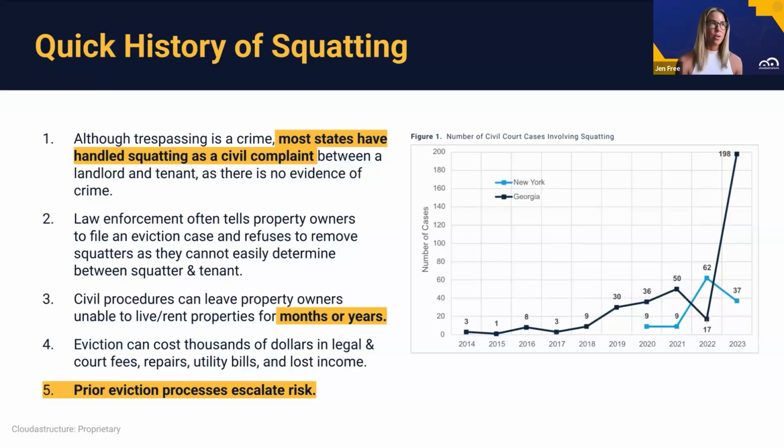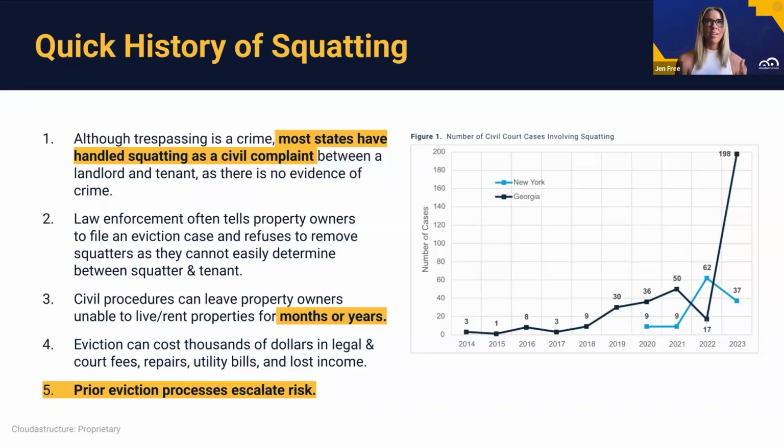So in the past, although trespassing is a crime, a lot of states have been handling squatting as just a civil complaint between a landlord and a tenant because there's no evidence of a crime. So more often than not, law enforcement errs on the side of telling property owners that they have to go through the eviction process, which is a long process. It's very costly. It can lead to a lot of cost in terms of court fees, repairs, utility bills, lost income, vacancy cost. The list goes on and on.